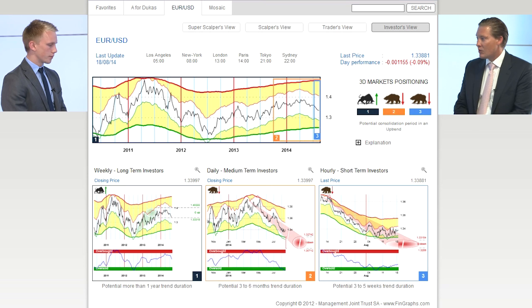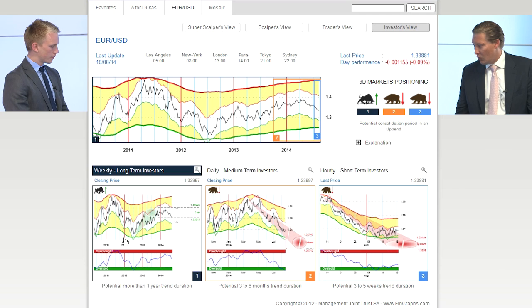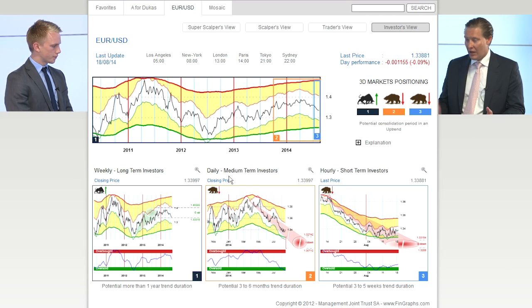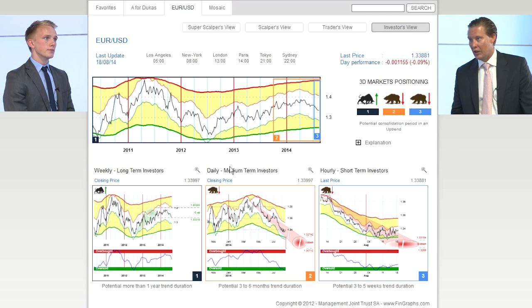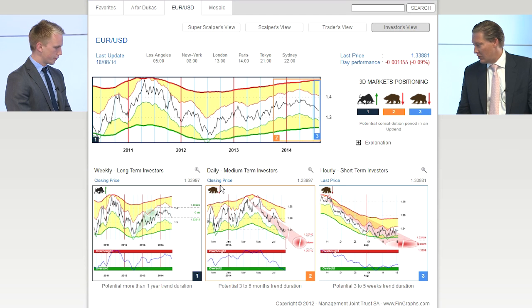As this chart presents what we call an investor's view, it's our longer term view. It is a combination of a weekly chart, a daily chart, and an hourly chart. The point here is to get an at-a-glance view of how the trends interplay. So you can see the weekly is still in an uptrend, the daily is in a downtrend, and the hourly is in a downtrend. So theoretically, we're in a potential consolidation period in an uptrend.